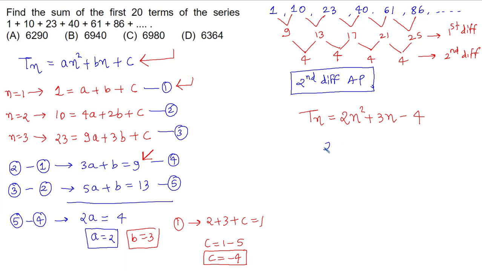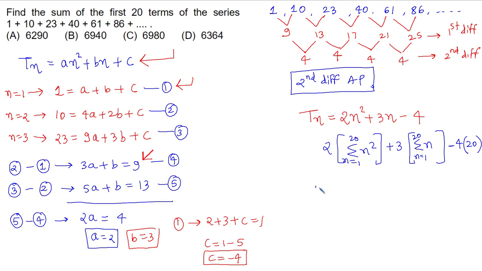Look here, 2 times summation of n square, where n is going from 1 to 20, plus 3 times summation of n, where n ranges from 1 to 20, and minus 4. How many times do we need to do minus 4? Total 20 terms are there. In every term we need to do minus 4, so 20 times minus 4. So this is going to be the answer.